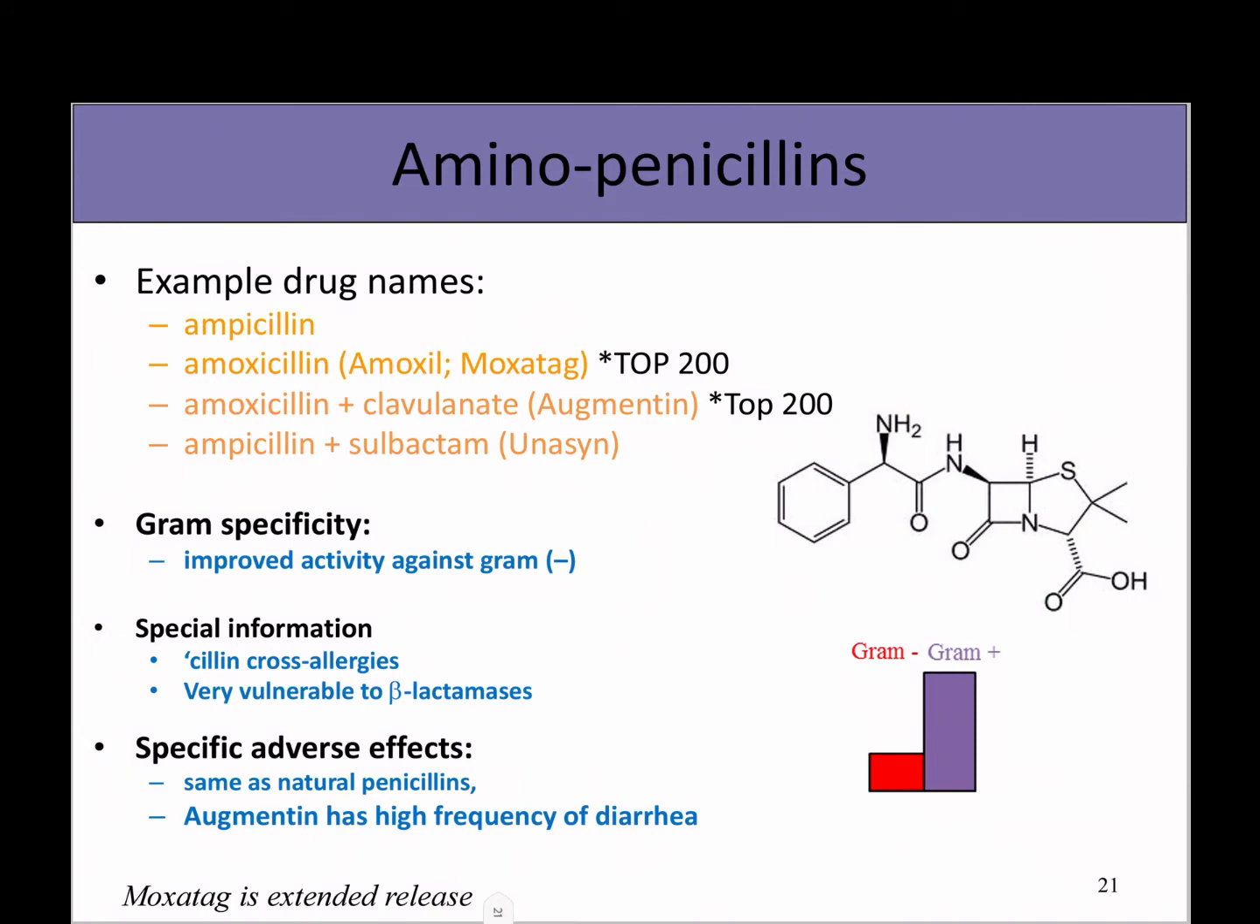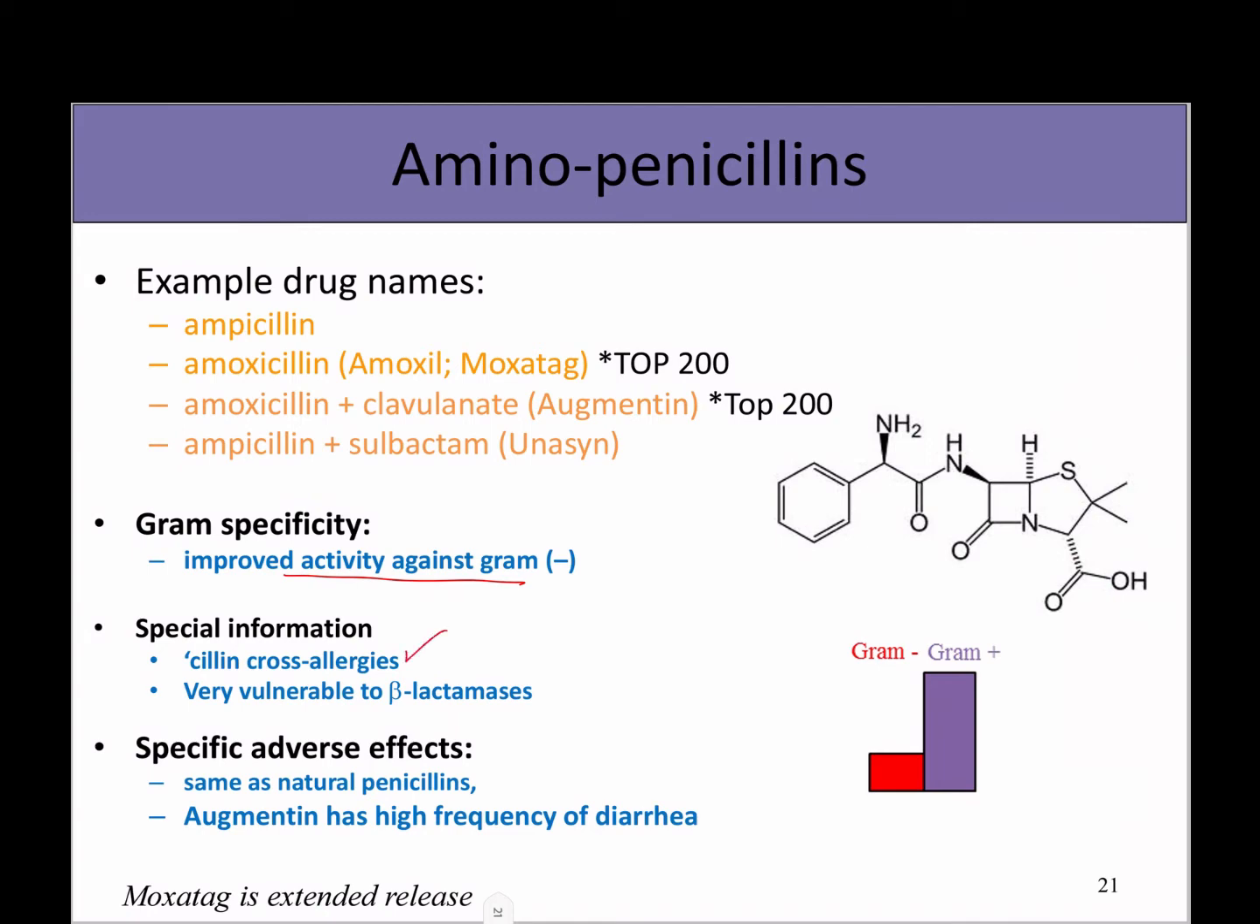Next, we have aminopenicillins. We have ampicillin. We have amoxicillin, which is Amoxil or Moxatag. And then we have the combinations of these with beta-lactamase inhibitors. So amoxicillin and clavulanate is Augmentin, and ampicillin and sulbactam is Unasyn. This was that second generation of penicillins, so it had somewhat improved activity against gram-negative, but still not that much activity, and it has good gram-positive.